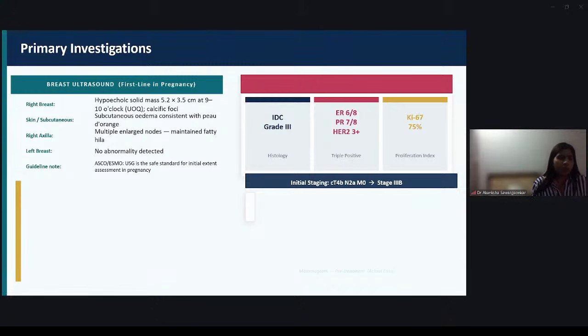ultrasound, which showed a hypoechoic solid mass, subcutaneous edema consistent with peau d'orange appearance, and multiple enlarged nodes with maintained fatty hilum. The left breast and axilla were unremarkable. Then we did a core biopsy, which showed IDC grade 3. Her IHC status was triple positive: ER positive, PR positive, and HER2 positive. Ki67 index was 75%. Her initial clinical staging was cT4b, N2a, M0. It was stage 3B.